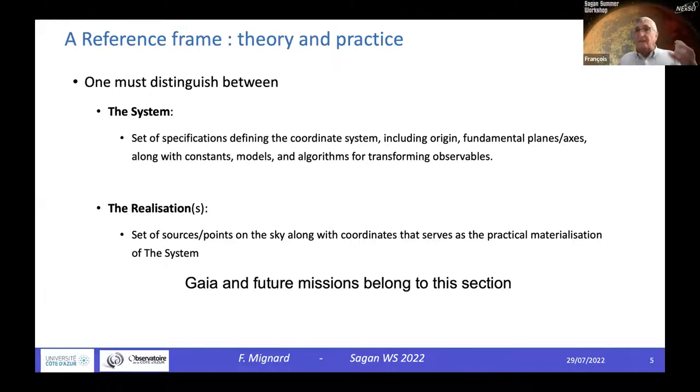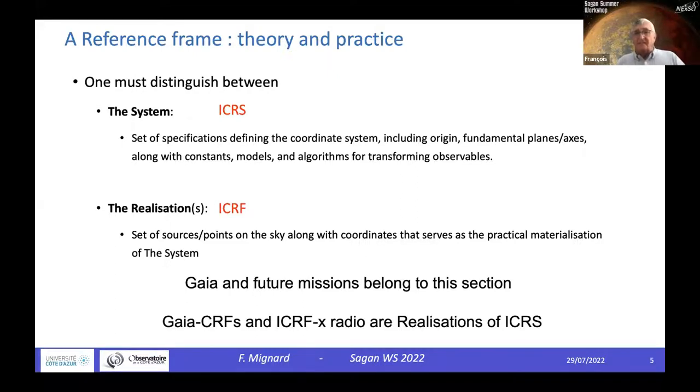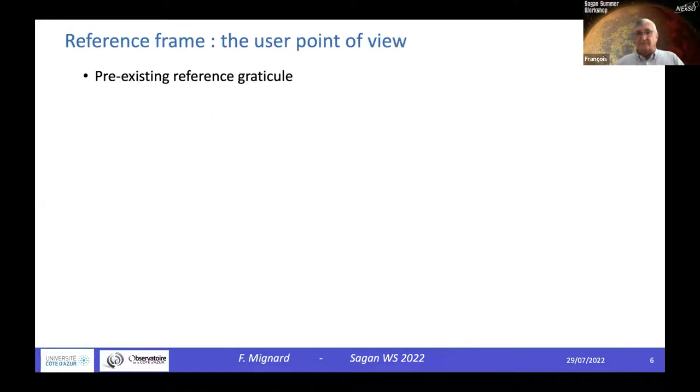So Gaia and VLBI, as it is today for the reference frame, belong clearly to this second part, realization. The system is defined, it was defined much earlier in the mid-90s, and then we tried to fit the realization so that it meets exactly the prescription describing the system. So ICRS, ICRF, the two. Gaia CRF and ICRF-X are independent realizations, with two different techniques, of one ICRS.